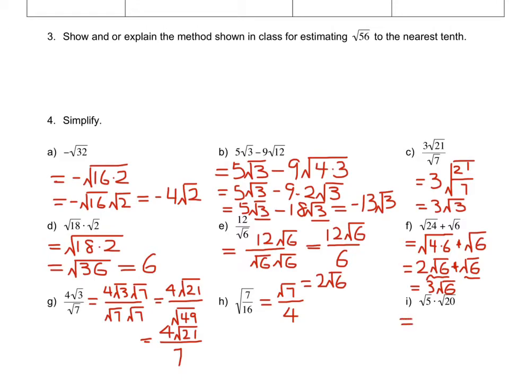Letter I. Square root of 5 times square root of 20. So I'm going to try to multiply these two numbers together first. So what's 5 times 20? It's 100. Is 100 a perfect square number? Again, if you practice enough, you'll find square root of 100. 100 is definitely a perfect square. So the end result is going to be 10.